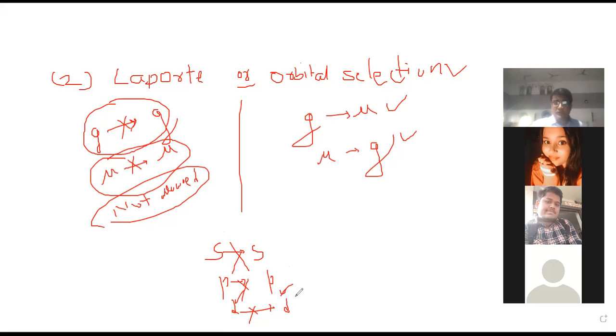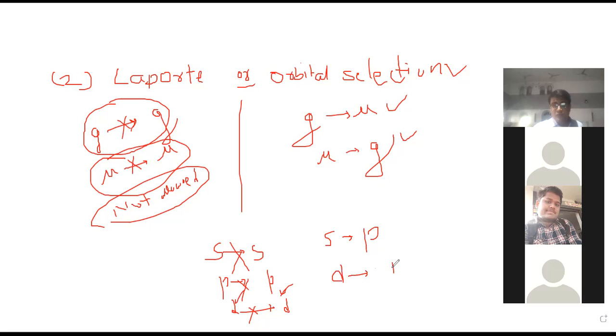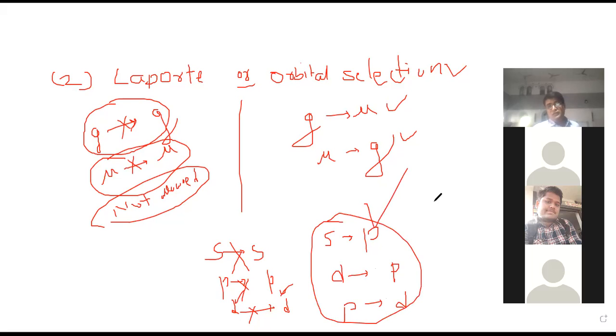Laporte forbidden transition. Okay, whereas if the transition is taking place from an s orbital to a p orbital, or from a d orbital to a p orbital, or from a p orbital to a d orbital, which have different shapes, then these transitions are allowed transitions, as far as the Laporte or orbital selection rule is concerned.